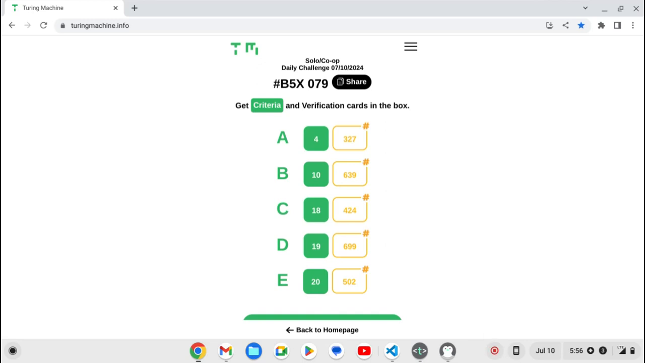Let's begin. Today's July 10th, 2024, and we're solving the Daily Turing Machine Puzzle. Today's puzzle uses the following 5 criteria cards. Criteria card 4, 10, 18, 19, and 20. And the puzzle uses the orange verification cards.